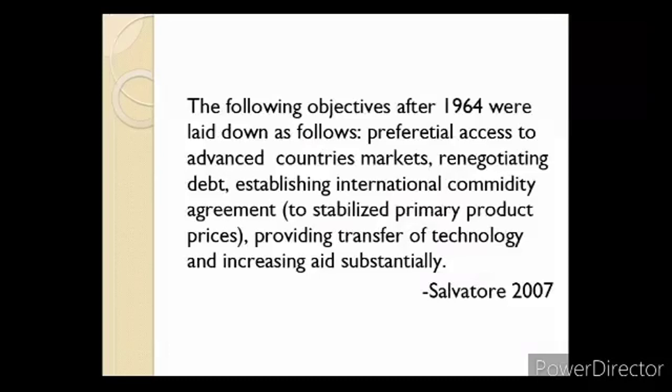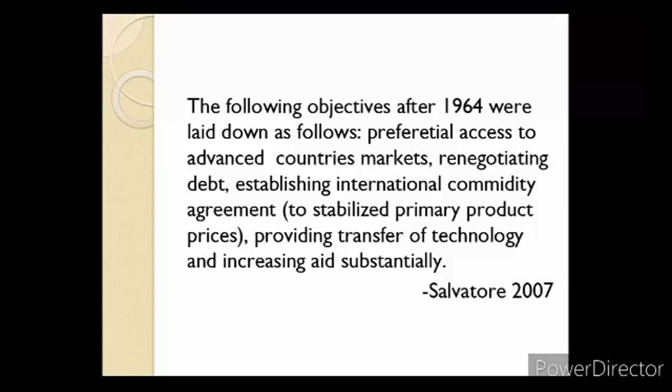The following objectives after 1964 were laid down as follows: preferential access to advanced countries' markets, renegotiating debt, establishing international commodity agreements to stabilize primary product prices, providing transfer of technology and increasing aid substantially. Salvatore, 2000. The main goal of UNCTAD was to promote trade and cooperation between the developing and developed countries.